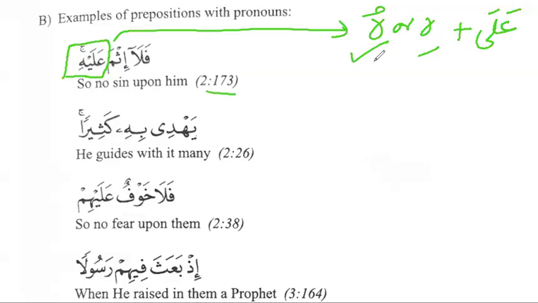Does it affect the meaning? If it's alayhi now, and originally it was alayhu, does it affect the meaning? Does it mean it's feminine now? Or can I translate it, so no sin upon her? Or will it still be translated as, so no sin upon him? Will it affect the translation? It will stay the same. The haraka change due to the presence of harf jar does not impact the meaning. Okay? It does not impact the meaning.